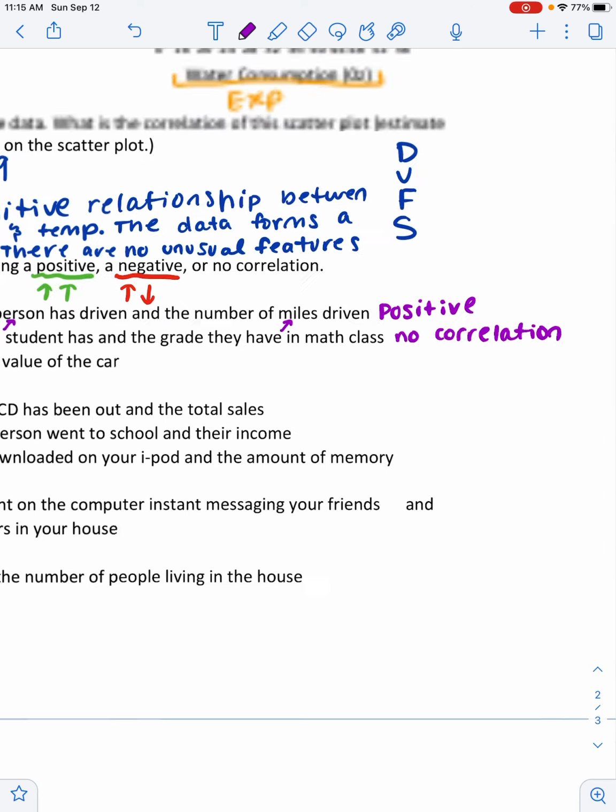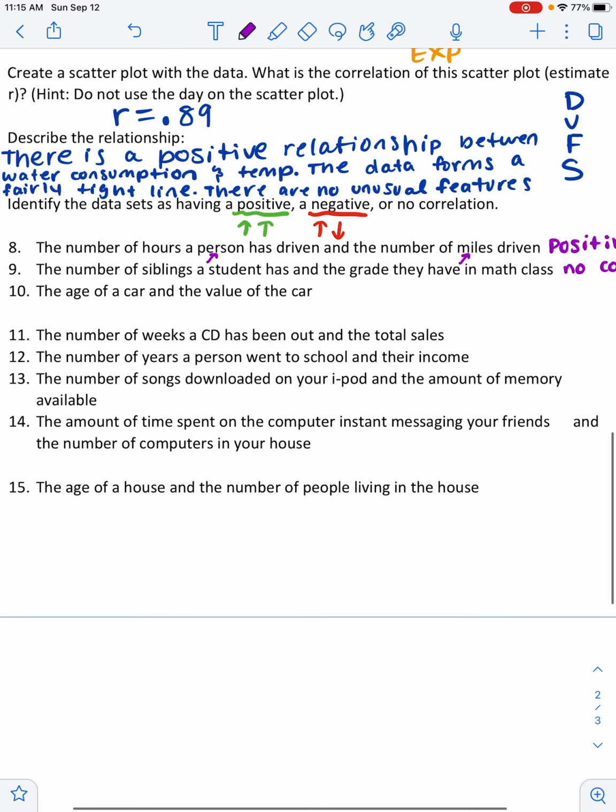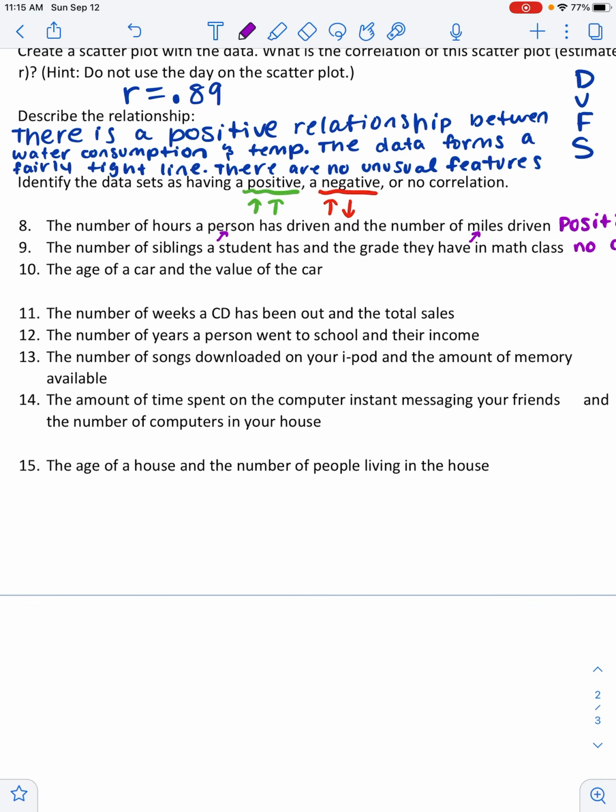And if you have a hard time with that, think about reasons why one might give you a higher or lower grade. If you can think of reasons where 0 siblings would give you a higher grade and a lower grade, that might help you to see why there's no correlation.